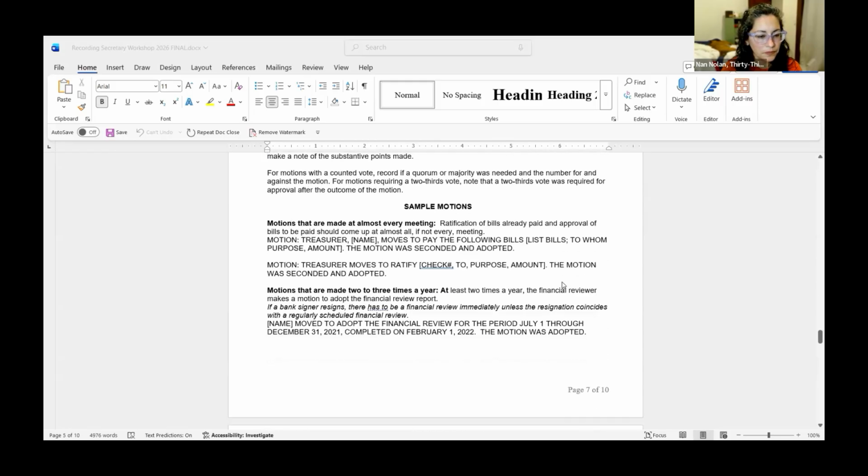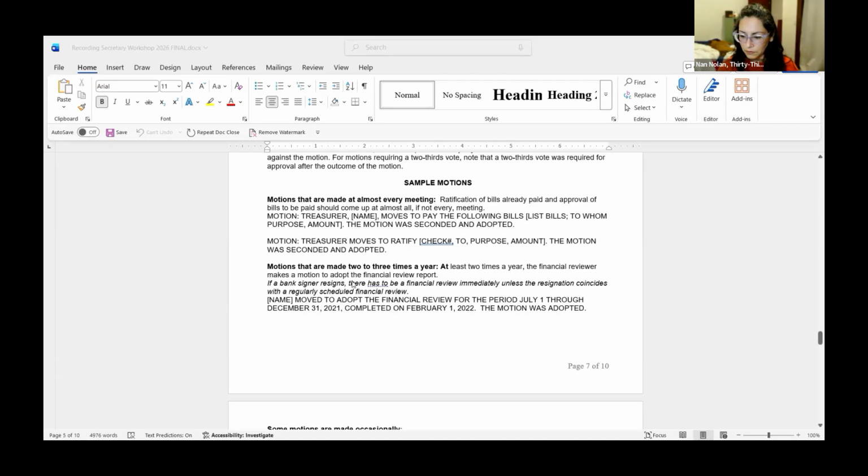Motions when they're not simple motions. Motions that are made at almost every meeting would be ratification of bills that are already paid and approval of bills that you're going to pay. So bills to pay are bills that you're writing, checks that you're writing right at your meeting. Ratifying means that you are approving and you know that those checks have been written.